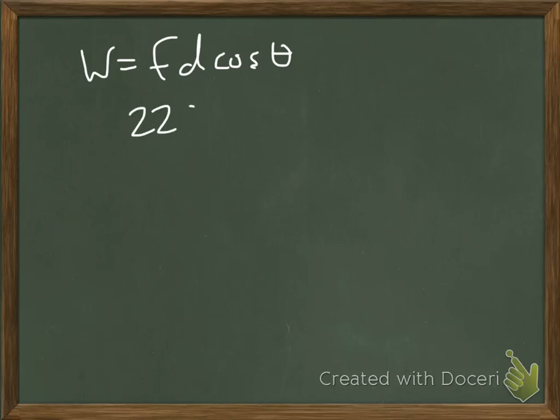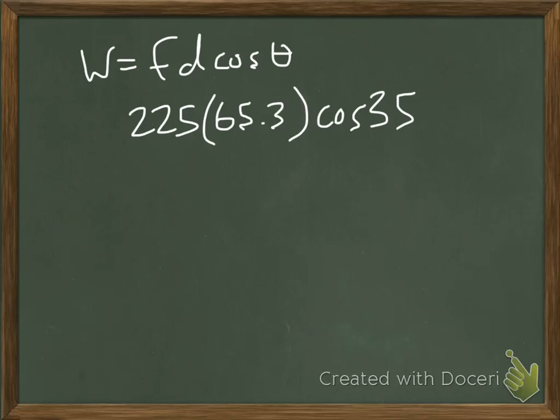The cosine function is already built into our equation for work. We say that work is equal to force times distance times the cosine of the angle between the force and the distance. So the force here is 225 newtons. The distance here is 65.3 meters. And the angle between the force and the distance is 35 degrees. If you plug that into your calculator, you should get 12,000 joules.